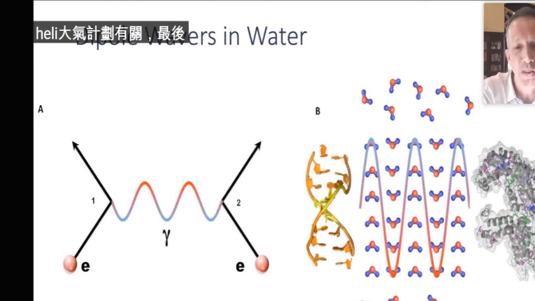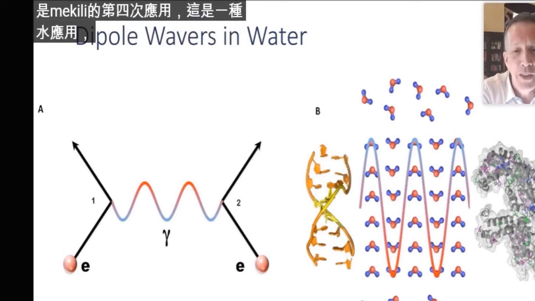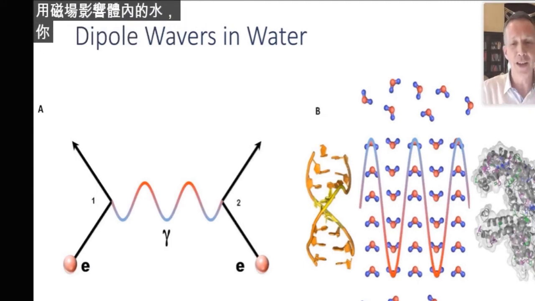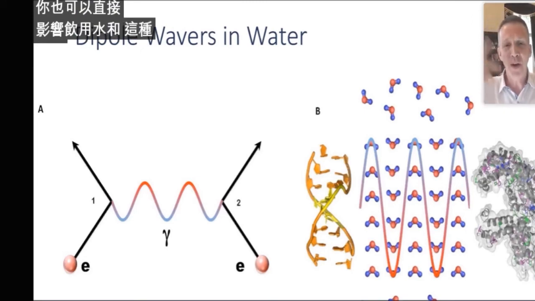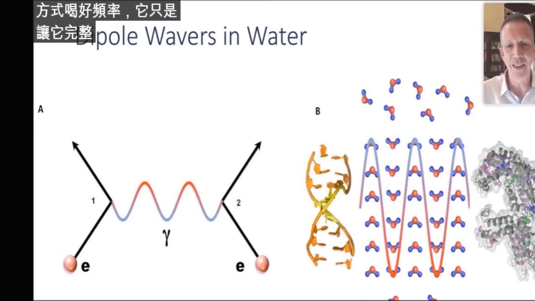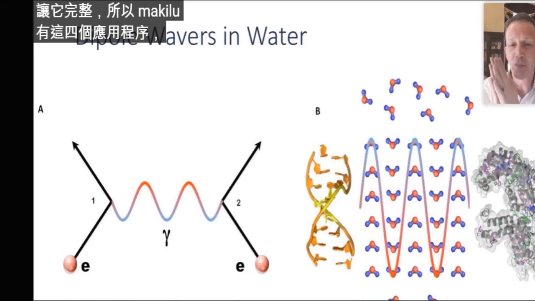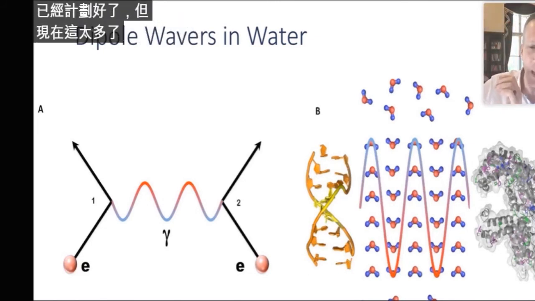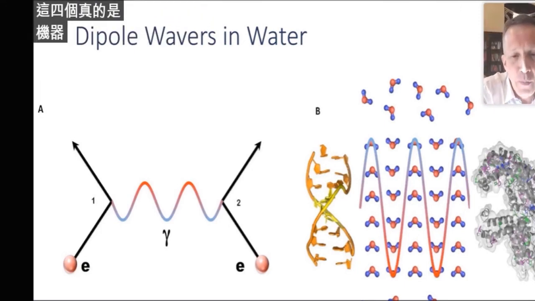And finally, there is the fourth application of the MEG Healy, which is a water application, because if you can influence the water in the body with magnetic fields, you can also directly influence the drinking water, and in this way drink good frequencies, and it just makes it complete. So the MEG Healy has these four applications, and once there will be a fifth one, which I have already planned, but this would be too much for now. So these four are really the essence of the MEG Healy.